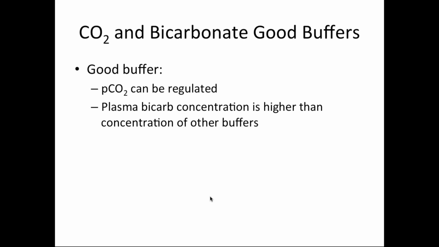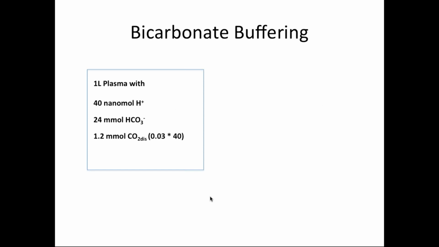The plasma bicarbonate concentration is a lot higher. And so this combination, that the CO2 can be blown off through alveolar ventilation or accumulated by decreasing it, and the plasma bicarb concentration is high, is why the CO2 bicarbonate acts as a good buffer. So now let's use this in an example and see how bicarbonate buffering works and some of the other things that go along with it.